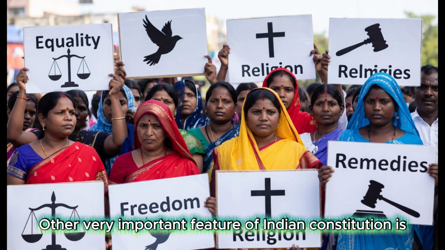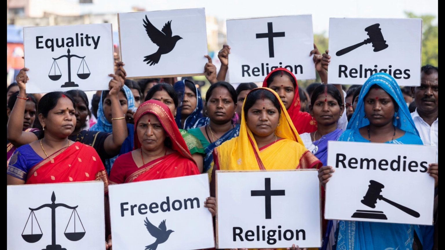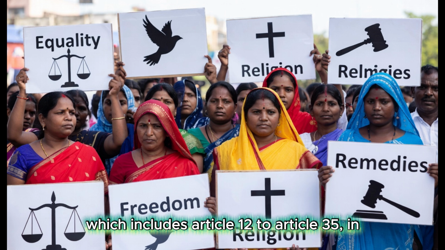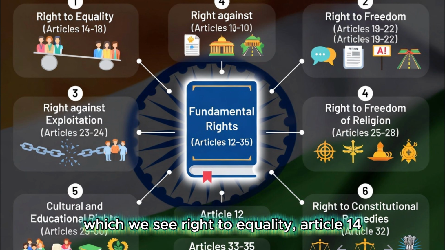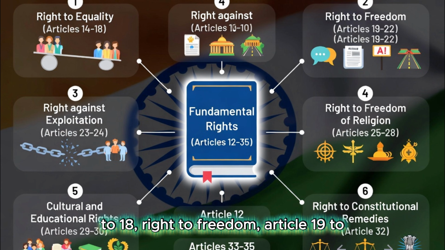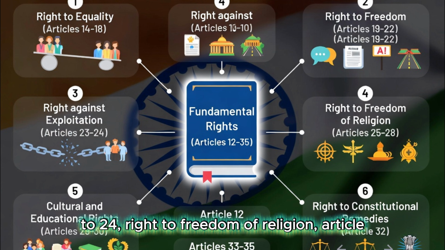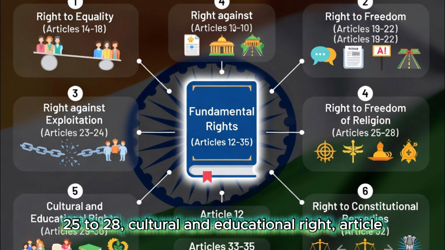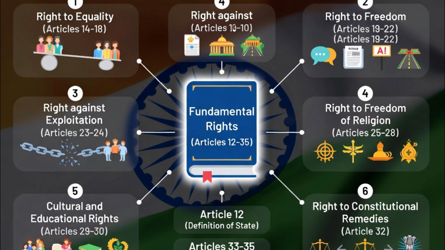Another very important feature of the Indian Constitution is fundamental rights, which come under Part 3 and include Article 12 to Article 35. We see the right to equality, Articles 14 to 18; right to freedom, Articles 19 to 22; right against exploitation, Articles 23 and 24; right to freedom of religion, Articles 25 to 28; cultural and educational rights, Articles 29 and 30; and the right to constitutional remedies, that is Article 32.